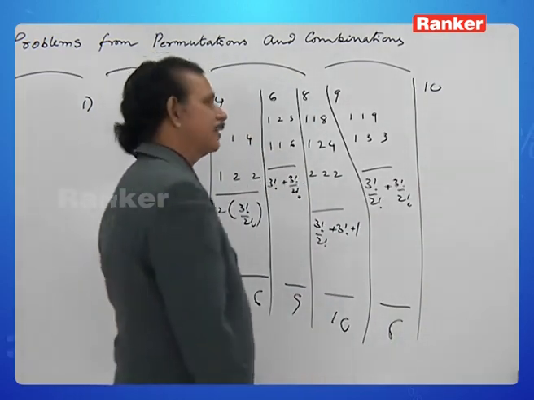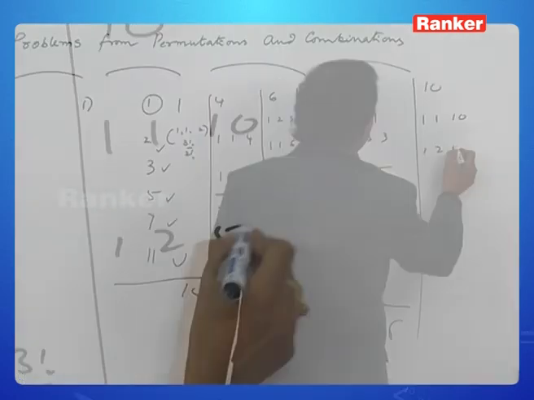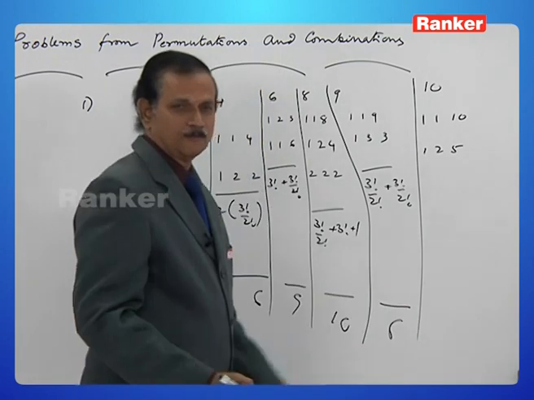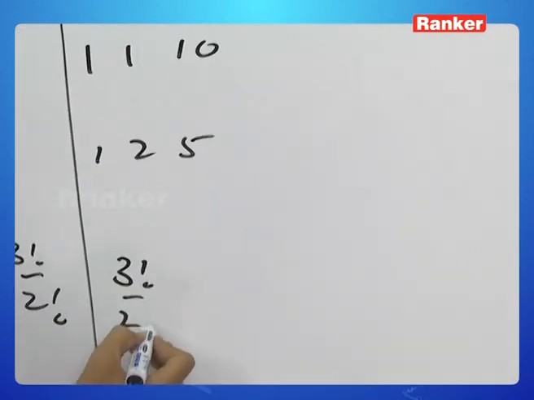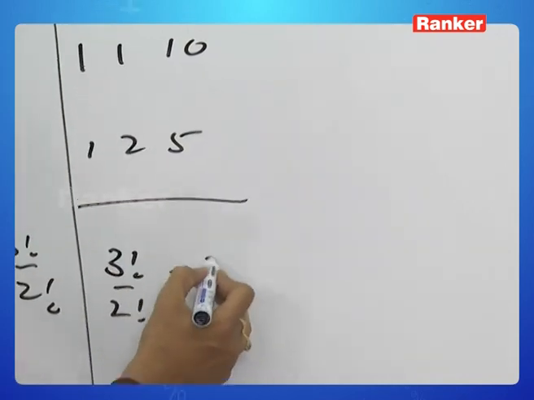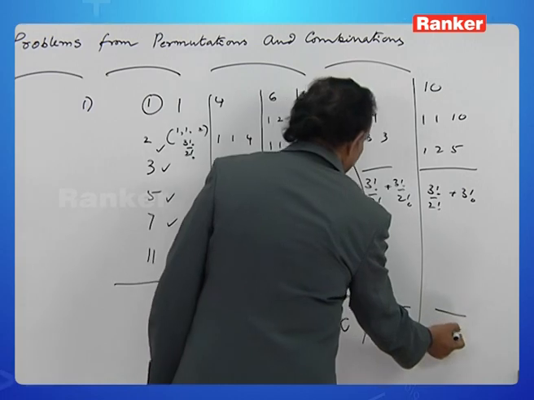The last, 10. In how many ways can you have the product 10? 1, 1, 10 and 1, 2, 5. Any more? No more. The first can be in 3 factorial by 2 factorial ways. The second can be in 3 factorial ways. Total 3 plus 6, it is 9.